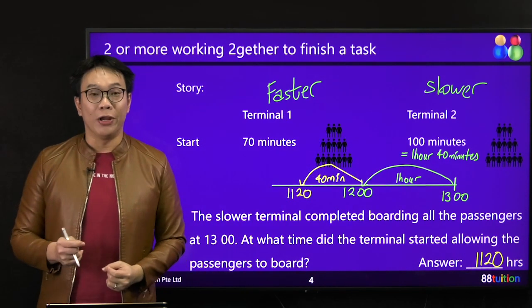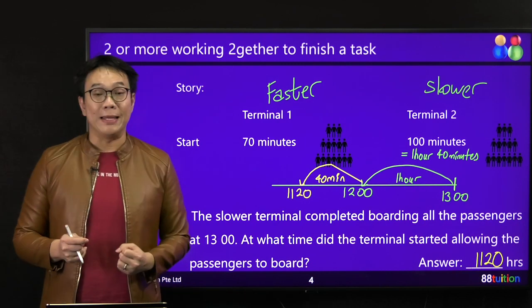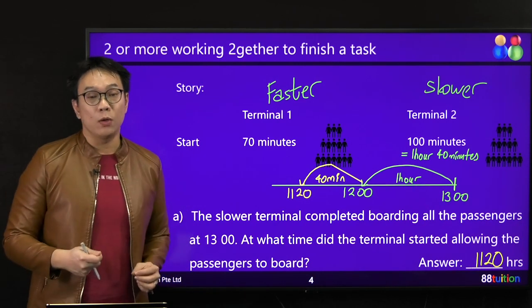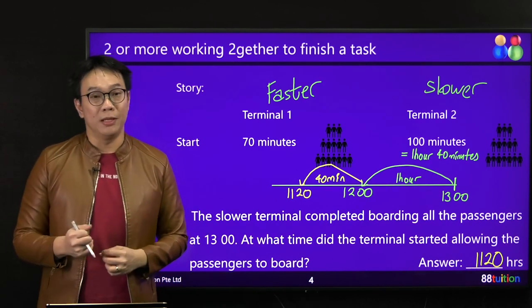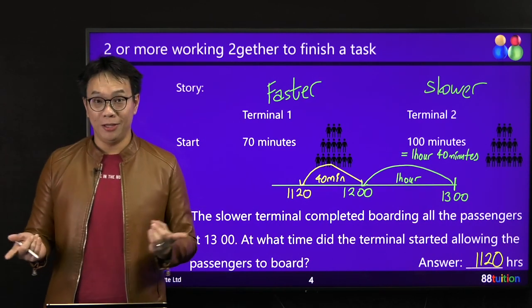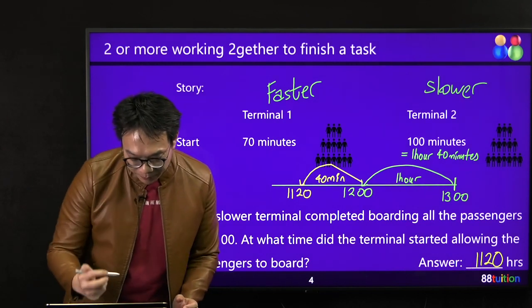So it means that you are on the right track. Your answer, they started at 11:20. After 100 minutes, 1 hour and 40 minutes, what happened? Yes, all the passengers clear in Terminal 2, which is the slower terminal. Clear? Okay, so now part B.